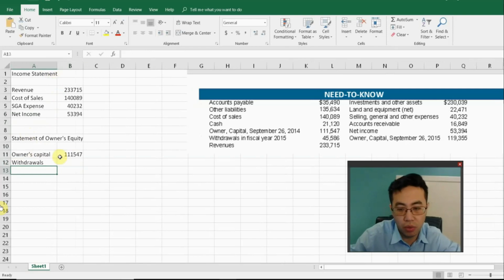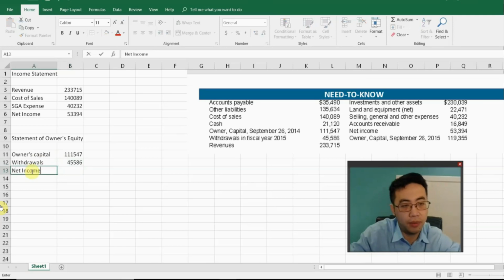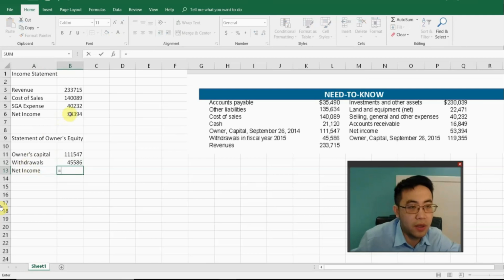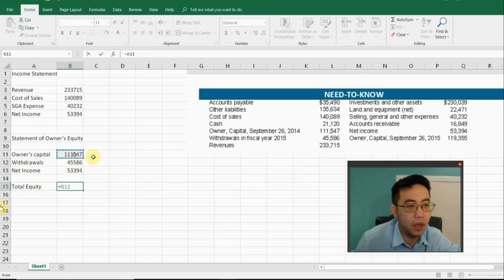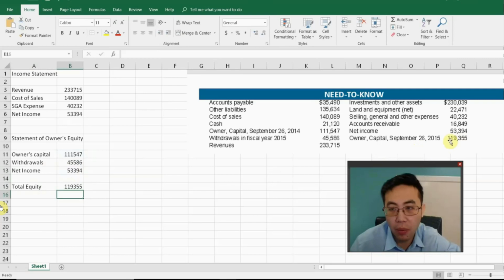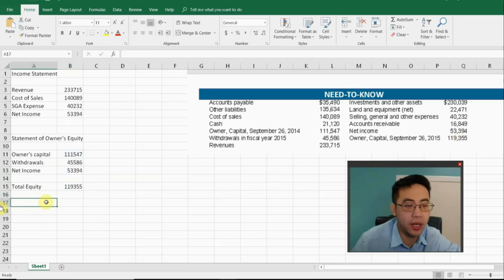Withdrawals would be 45,586. Then your net income would be put in as a part of it, so I just borrow the number from above. My total equity here equals owner's capital minus withdrawals plus net income. So that's my total equity, 119,355. So what I did here is right.